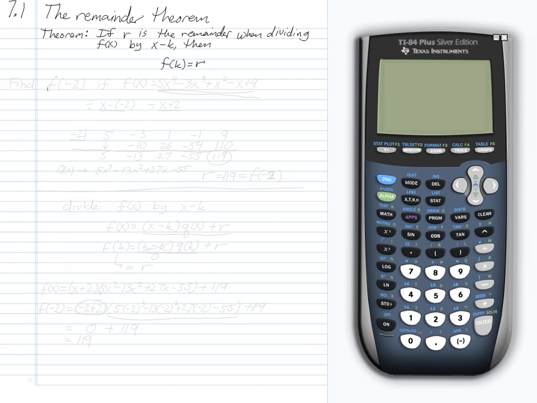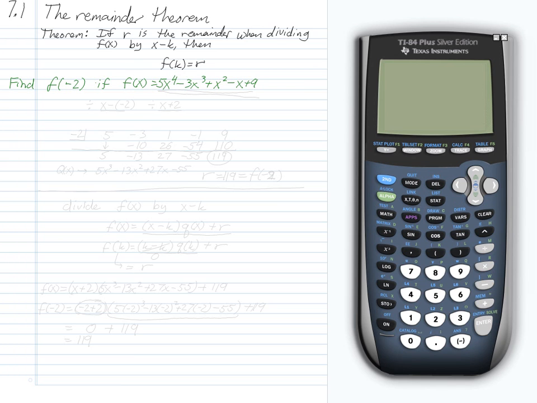Late in the chapter, in the text, we are given the remainder theorem, which states that if r is the remainder of dividing a polynomial by a linear factor, then evaluating our function at the constant in that linear factor would result in the remainder. So an application of this would be to determine what is f of negative 2 if f of x is the polynomial 5x to the 4th minus 3x cubed plus x squared minus x plus 9.